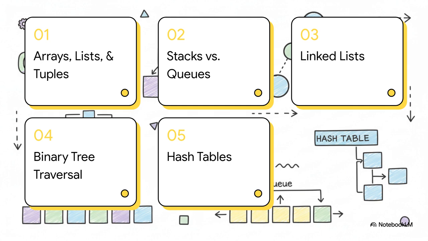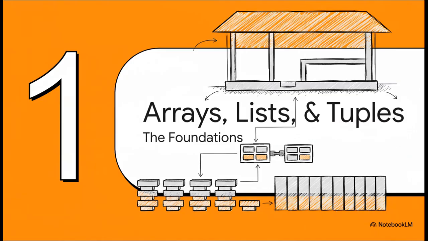All right, here's the plan. We're going to start with the foundations, arrays and lists. Then we'll dive into the rules of order with stacks versus queues. After that, we'll see how to connect nodes with linked lists, learn to navigate a binary tree, and we'll wrap it all up with the one built for pure speed, hash tables. Sound good? Let's go.